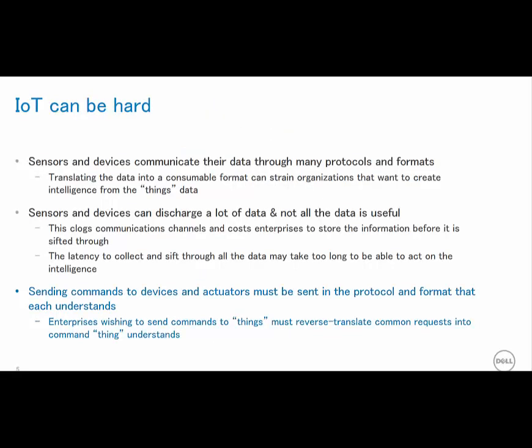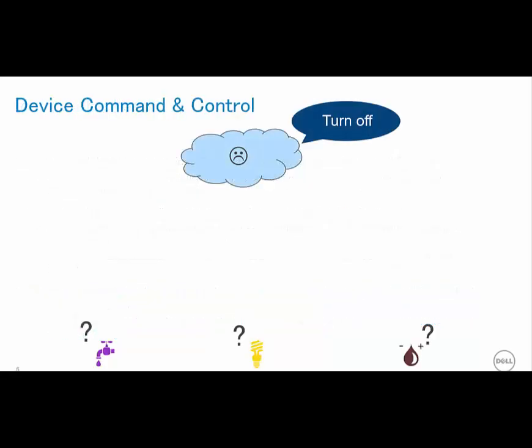Finally, the last challenge is again a communications challenge, but in reverse. Devices and sensors and actuators do not have a common communications API which enterprises can leverage. When an organization wants to command a device or actuator, it must translate its request to the thing in the language it understands. The more devices and actuators, the more translation that needs to occur.